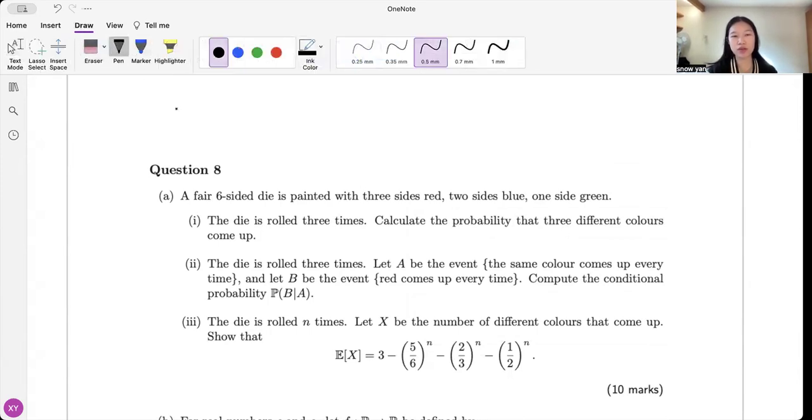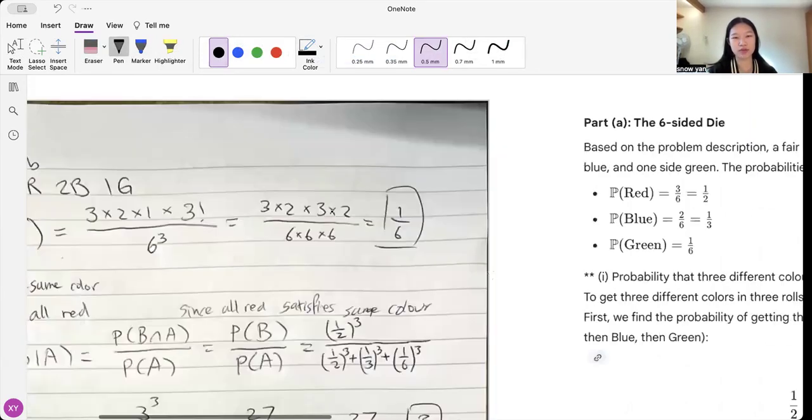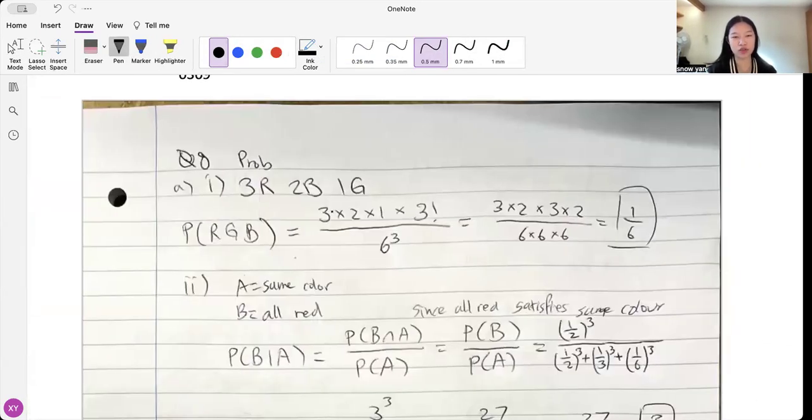Okay, so I'll walk you through what I did, and then later on we're going to look at the sample solution I used Gemini to generate. Essentially, if we want to get all three colors, RGB, in some permutation, then we must have picked one red, one blue, one green. So we have three choices for the red, two choices for the blue, and one choice for the green. And since the order doesn't matter, we have three factorial ways of rearranging.